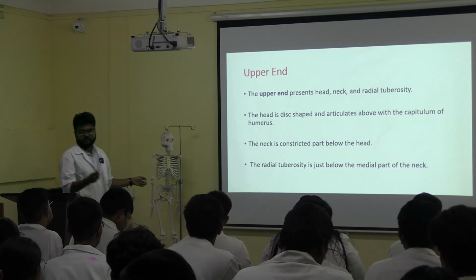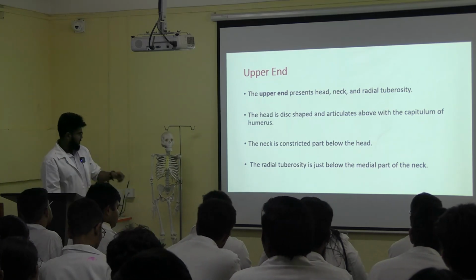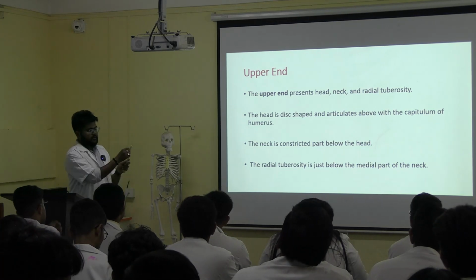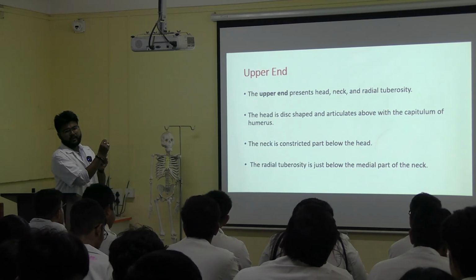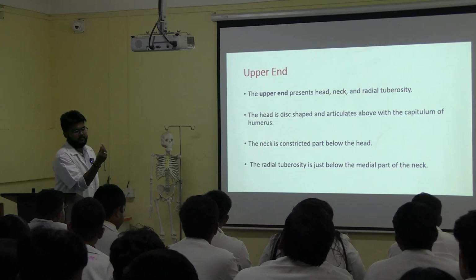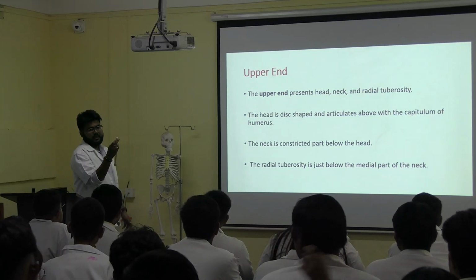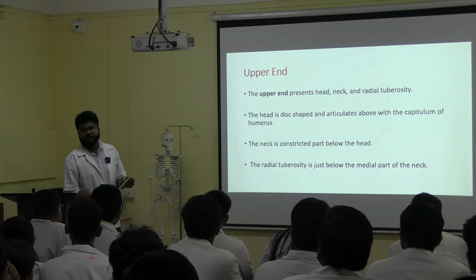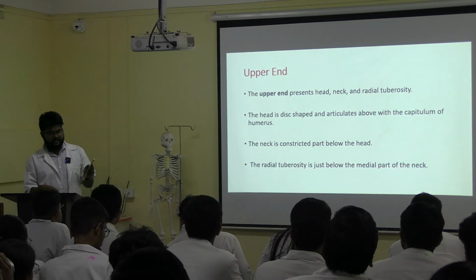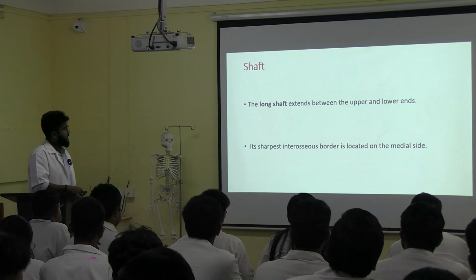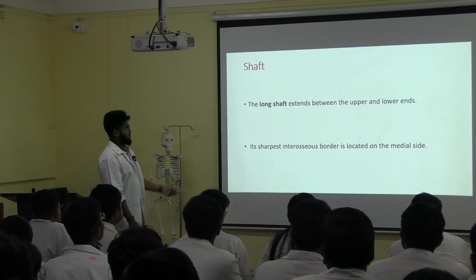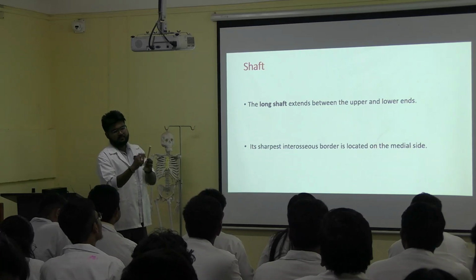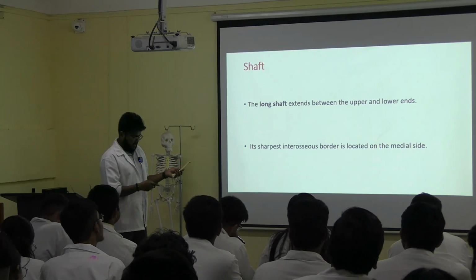Always remember, the head is disc shape and articulated to the capitulum of the humerus, and the neck is constricted, which is present below the head of the radius. Next is the radial tuberosity. Here the tendon of the biceps brachii muscle is inserted. Next the shaft, the long shaft, is present in between the upper and lower ends.